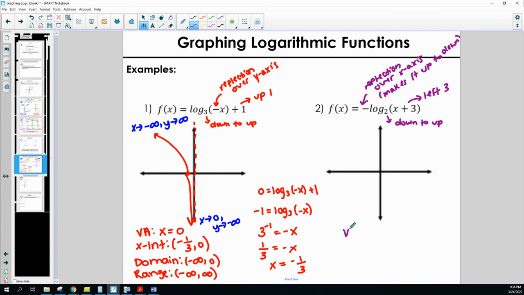So we have our vertical asymptote. Because this graph is moving 3 to the left, our vertical asymptote would be x equals negative 3. So I'm just going to draw that asymptote here.